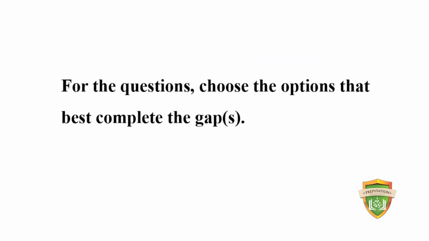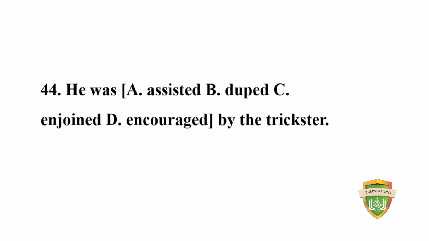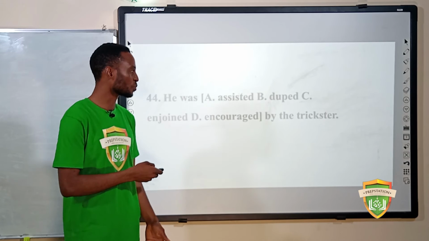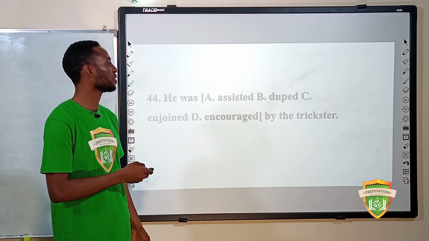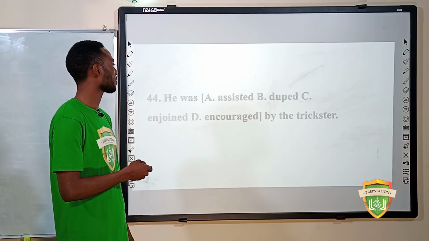Another instruction. For the questions, choose the options that best complete the gaps or gap, as the case may be. He was dashed by the tricksters. A, assisted. B, duped. C, enjoined. D, encouraged. So which one do we go with, the expression that is most appropriate? B is the correct answer. He was duped by the tricksters.